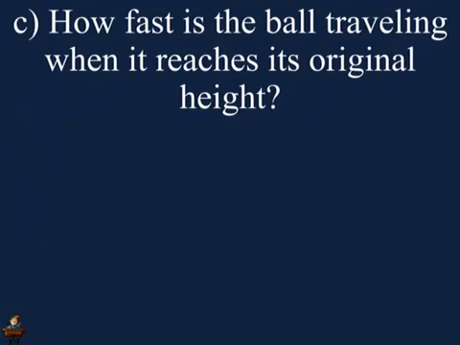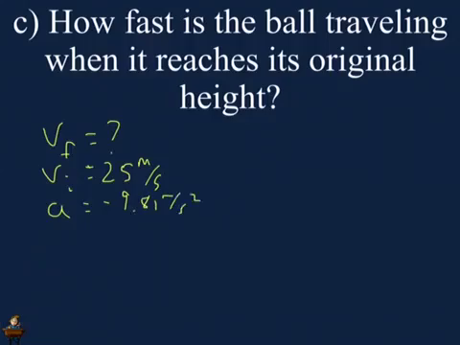So the last question is, how fast is the ball going when it finally reaches its original height again? So this time we are looking for v final, but not v final at the top. We're looking for v final at the end. We know v initial was 25, still the same given that we had before. We know the acceleration is still negative 9.81 meters per second squared. And we know the time. Now this time we want the time at the end, so therefore we want the total time, which is 5.1 seconds.